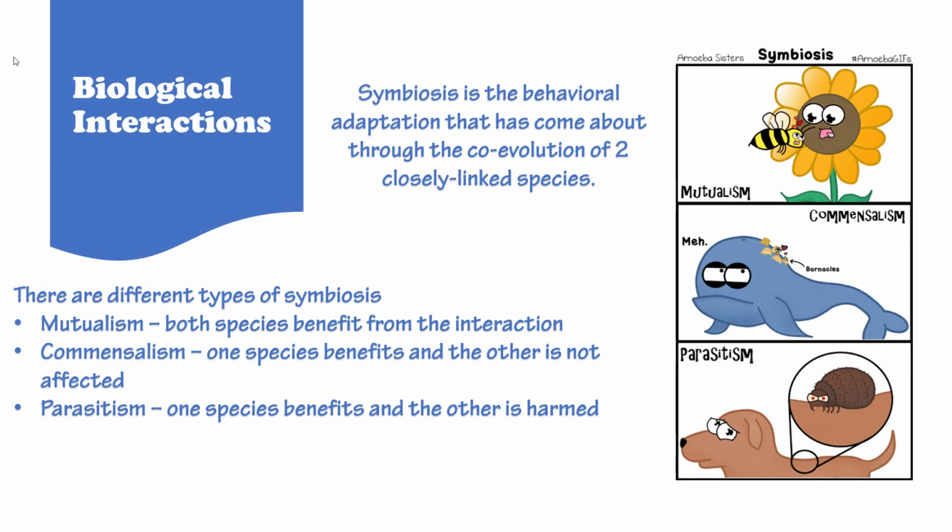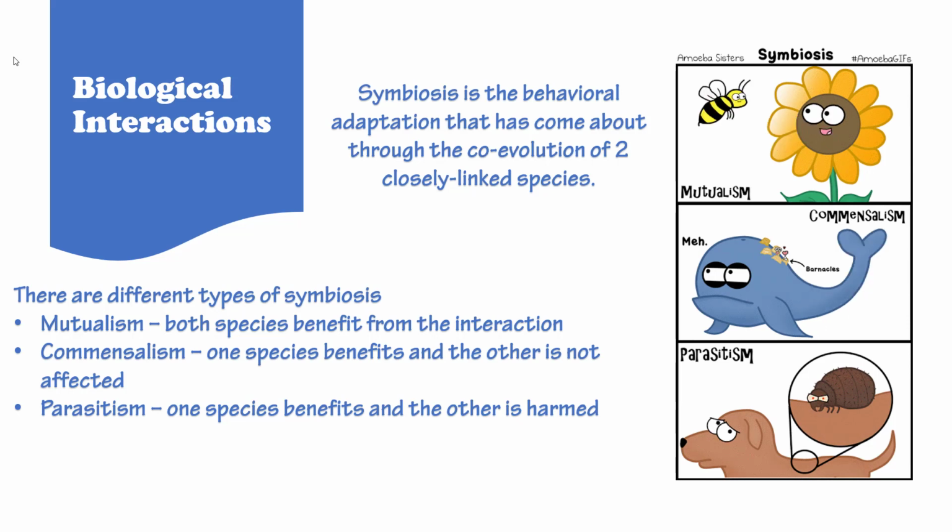Another consideration is the biological interactions. Sometimes these biological interactions are the result of coevolution. One type of coevolution is called symbiosis. Symbiosis is the behavioral adaptation that has come about through the coevolution of two closely linked species. There are different types of symbiosis.